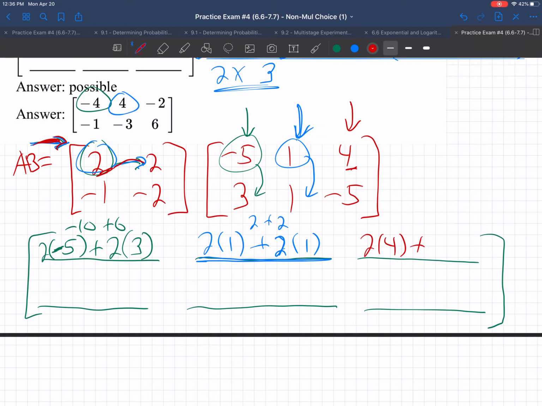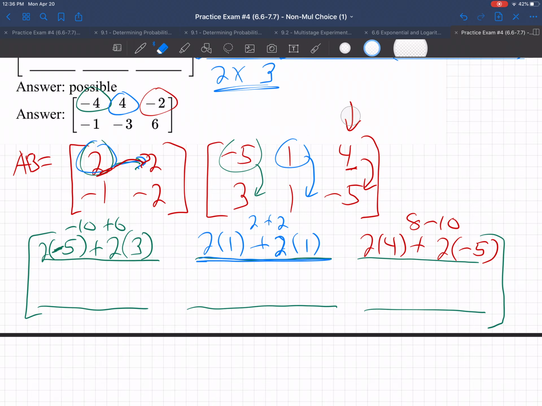Plus, and then he jumps across, he jumps down, 2 times negative 5. What is that? 8 minus 10, negative 2. Sure enough. Okay, now we're done with the top row. Whoops, let me go back and erase all these things. We're done with the top row.